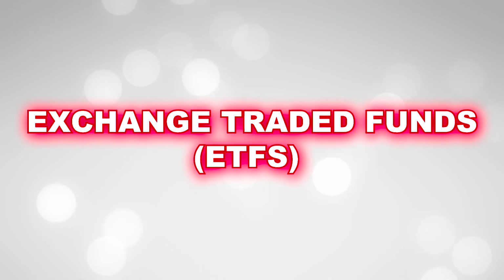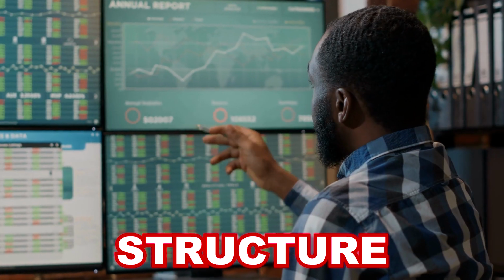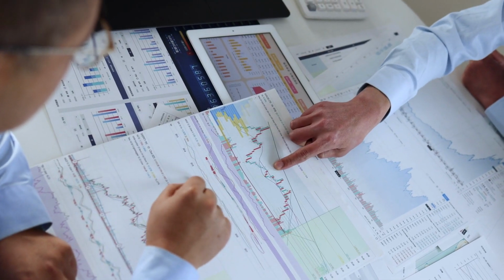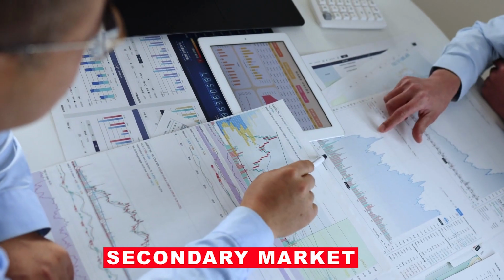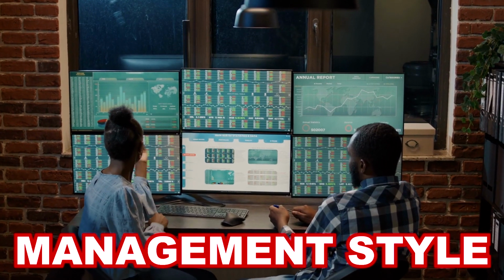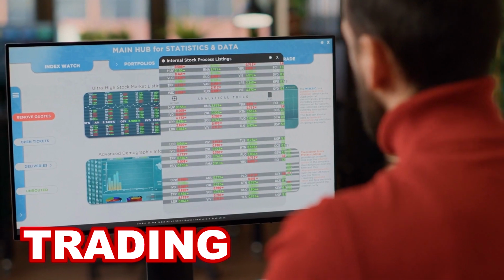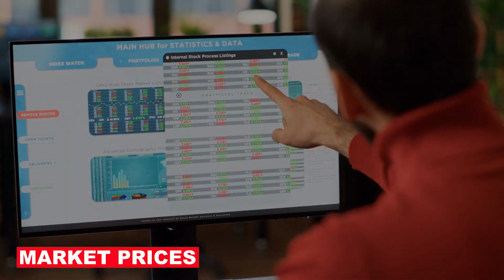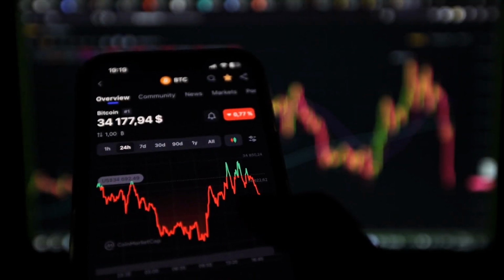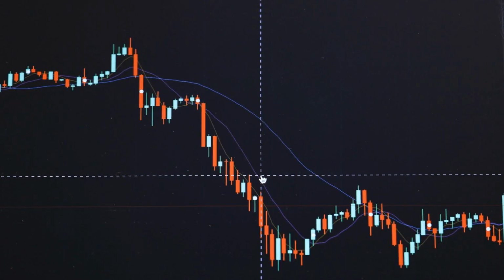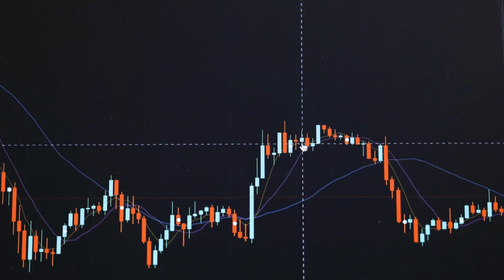Exchange-traded funds, ETFs. Structure: ETFs are investment funds that are traded on stock exchanges. Just like individual stocks, investors buy and sell shares of ETFs on the secondary market through brokers. Management style: ETFs can be actively or passively managed, similar to mutual funds. Trading: ETFs can be bought and sold throughout the trading day at market prices, which can fluctuate based on supply and demand. Minimum investment: ETFs typically have lower minimum investment requirements than mutual funds.